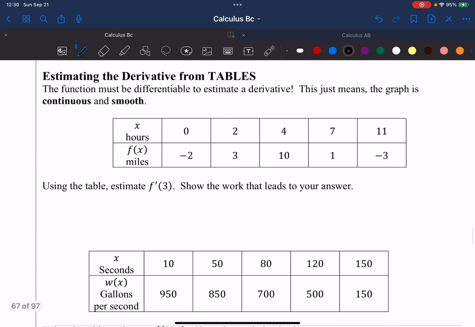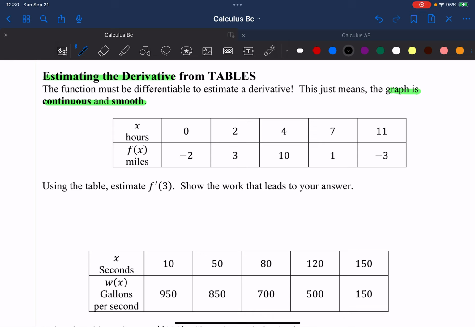Okay, estimating derivatives from tables. So it says the function must be differentiable to estimate a derivative. This just means that the graph is continuous and smooth. So the graph has to be continuous and smooth in order to estimate a derivative. So here we have a table, x representing hours and f of x representing miles. Okay, so it says using the table, estimate f prime of 3 and show the work that leads to your answer.